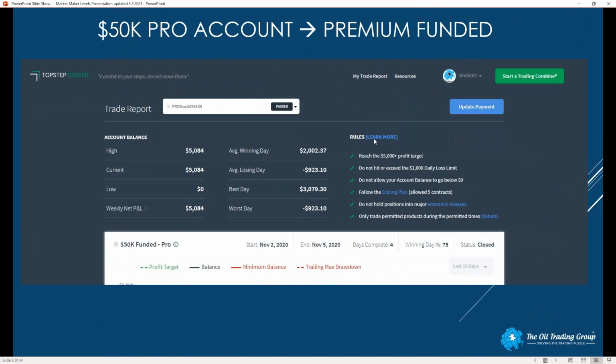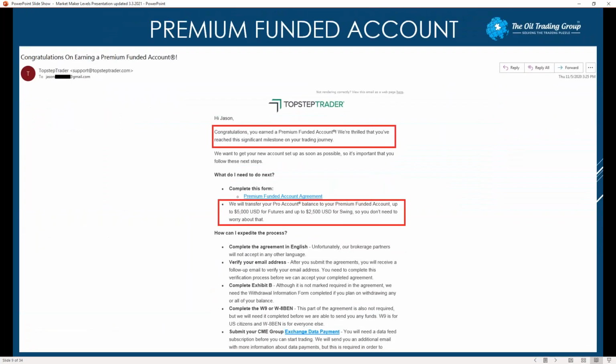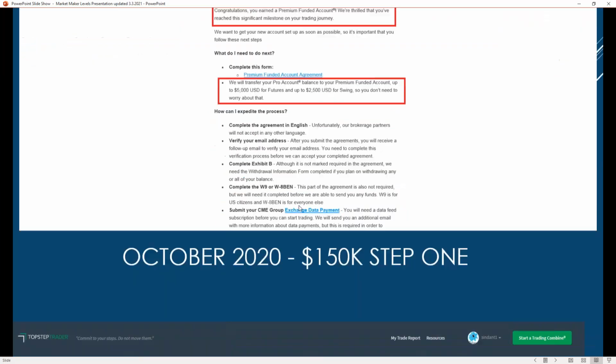The 50K pro account to the premium funded account, again, you had to hit the $5,000 profit objective. We did that in 4 trading days here, and the profit we achieved was $5,084 in that small amount of time. So what I just showed you is that in 10 days we achieved the $3,000, and in 4 additional days we got to the $5,000. Now, we went into the premium funded account here, right? It says, congratulations, you earned that premium funded account. We're thrilled that you reached this milestone. And again, they transferred $5,000 into that premium funded account.